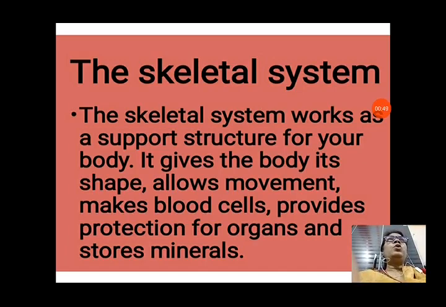And the bone marrow that is present inside the bone makes the blood cells, and it provides protection for the organs. Our brain is protected inside the skull. Our spinal cord is protected inside the backbone, and our rib cage protects our heart and lungs. So all this gives protection to the soft internal organs, and it also stores minerals like calcium and phosphorus.